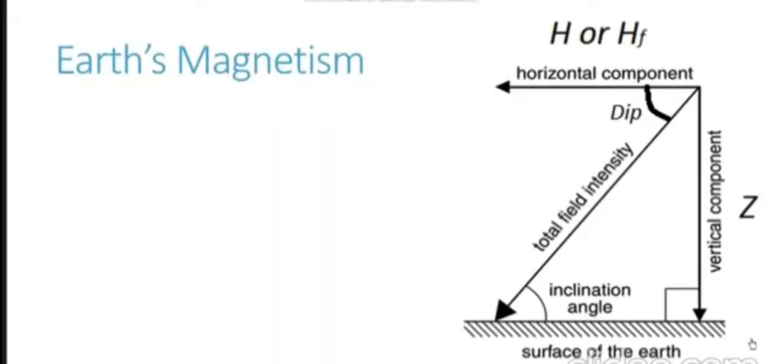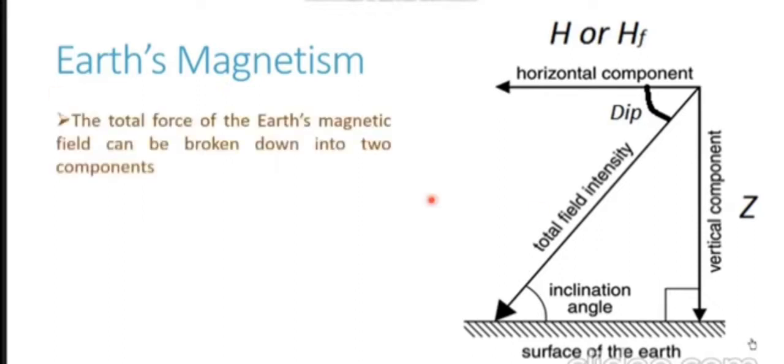Now, moving further, the magnetic field of the Earth at any particular place is broken down into two components. As you can see in this particular diagram, this slanting line represents the Earth's magnetic field, which is shown as the total field intensity, the total force of the Earth's magnetic field. And this angle which you see here, the angle which the magnetic field line makes with the horizontal, is known as the dip angle.